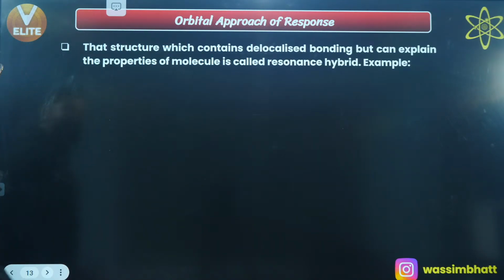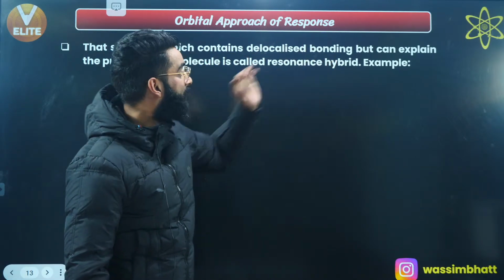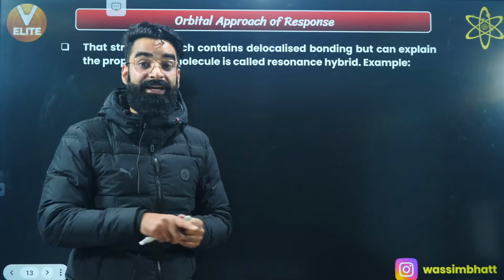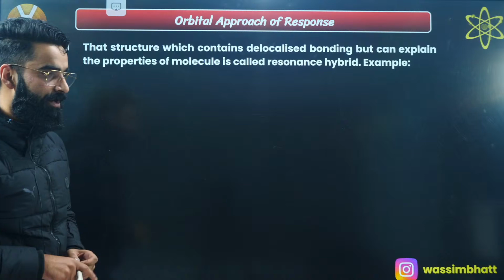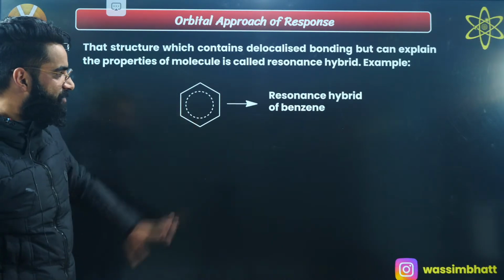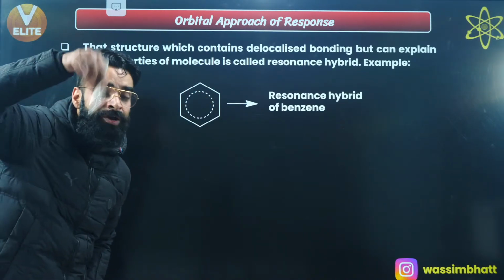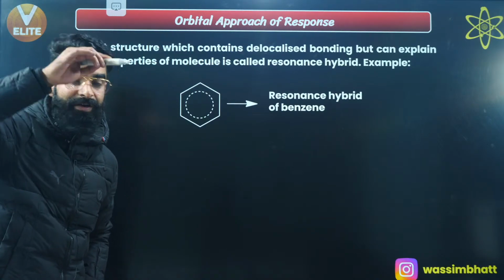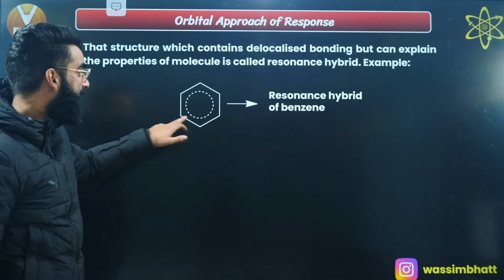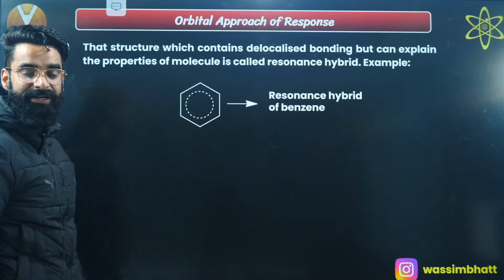And similarly, that structure which contains delocalized bonding but can explain all the properties of the molecule is what we call the resonance hybrid. And the resonance hybrid of benzene I showed you a few minutes back, right? I'm sure every single thing is clear till here, right? So this is basically the resonance hybrid of benzene. What is this dotted ring? It is that angular density, which I showed you a few minutes back in the orbital approach of benzene. It is that angular pi electron density. This is the delocalized pi electron density basically over here.